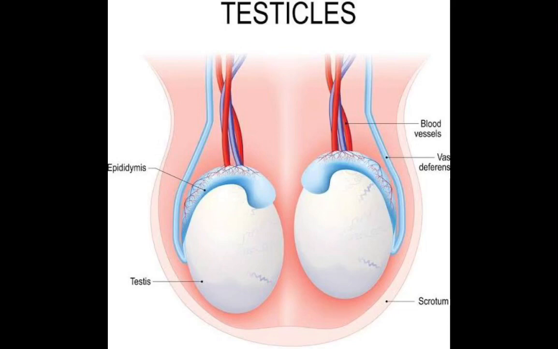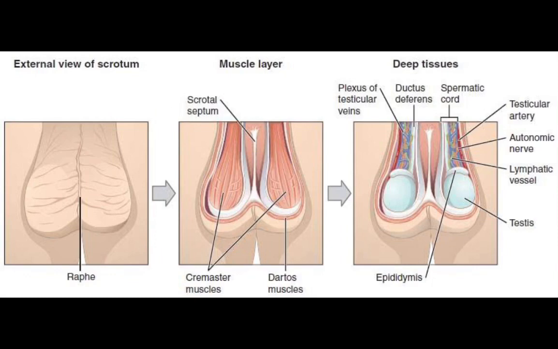The left testis lies about 1 centimeter below the right one. That means the right and left testes are not at the same level. The left testis hangs down 1 centimeter below the right one. Next thing, the testes are placed obliquely in the scrotal sac.